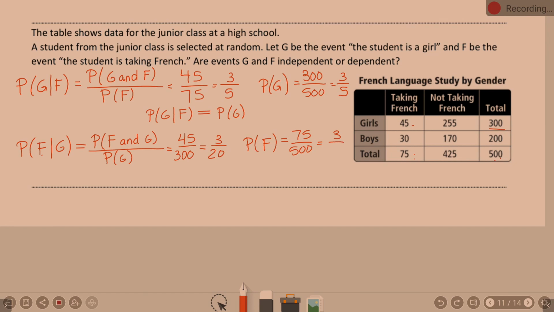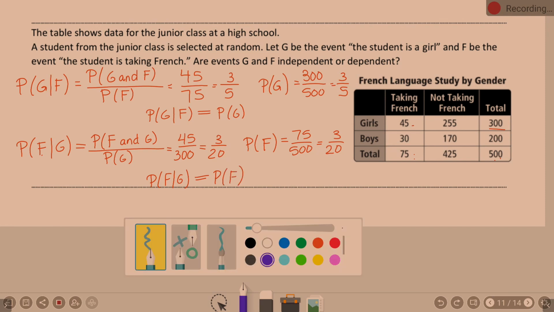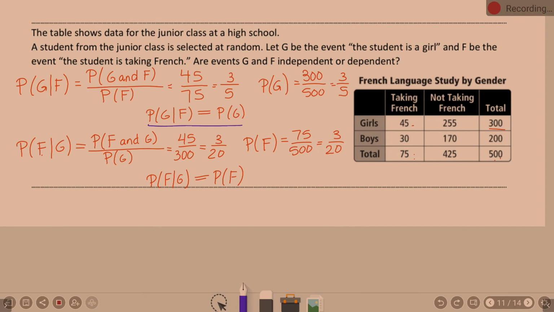Surprise, surprise. We just figured out the probability of a student being a French student given they are a girl equals probability the student is in French. Okay, guys. What do we know? Okay, these passed our test. The events are independent.